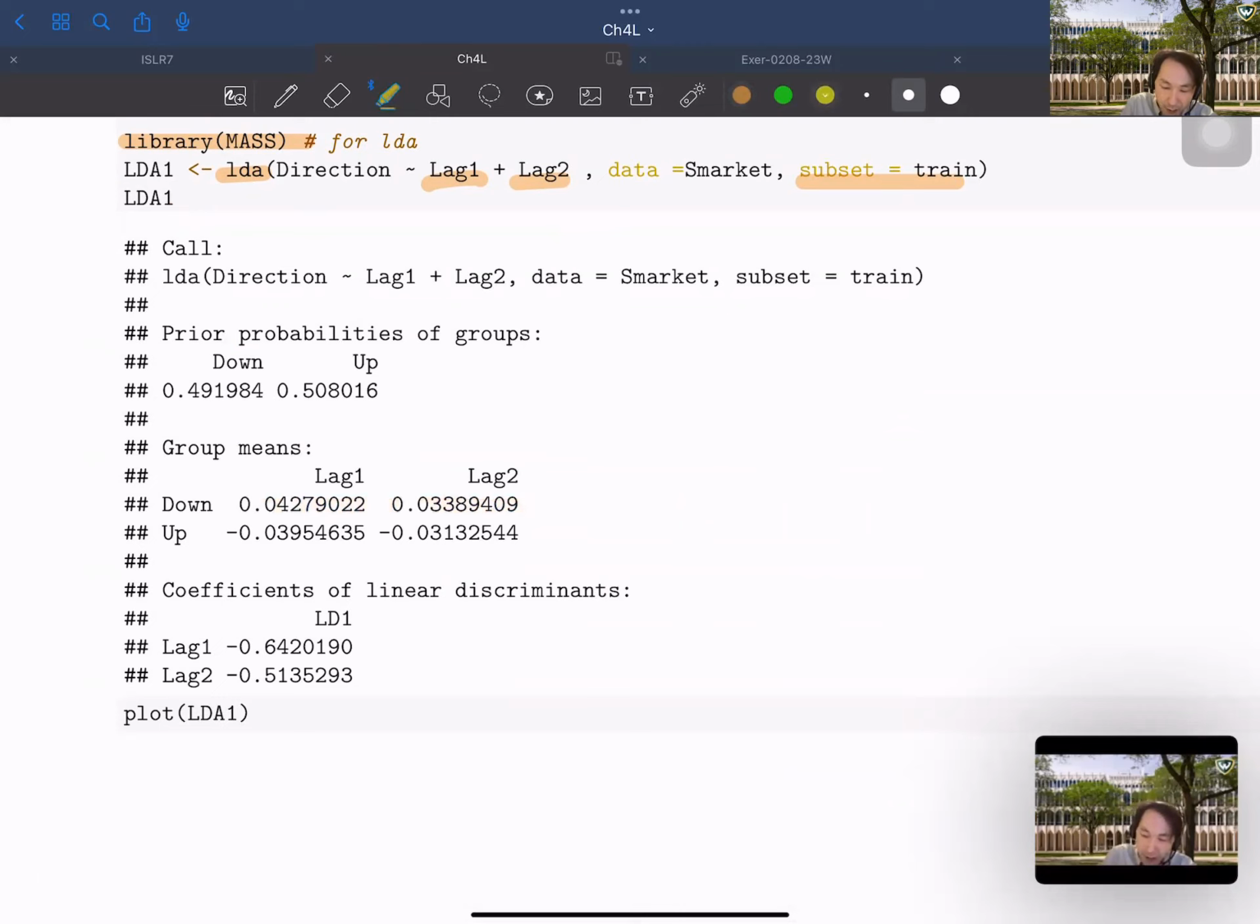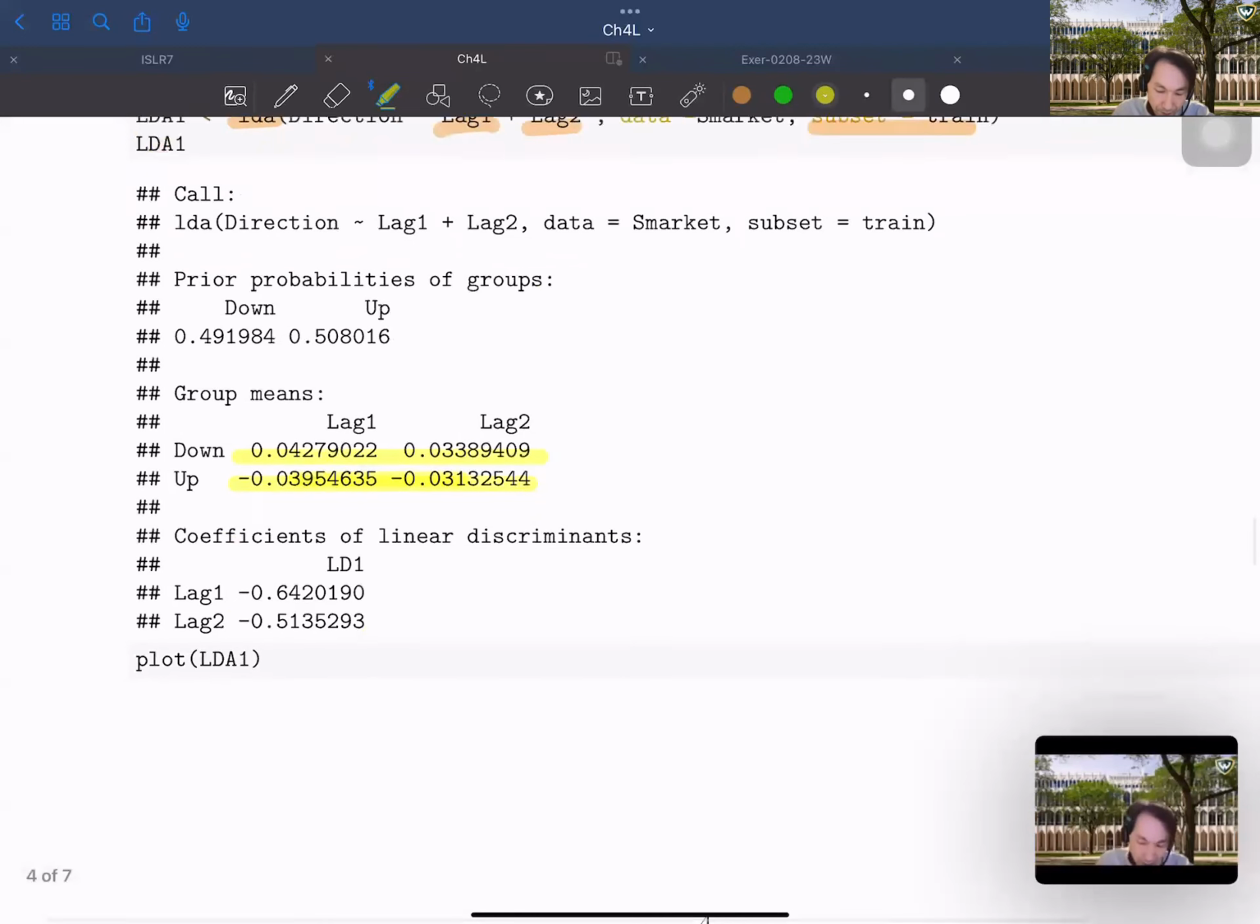These are the means for the cases that the stock market goes down and goes up. When the stock market is down, in the past 2 days the returns are likely to be positive, on average, and when it is up, the returns are likely to be negative. So we have some negative correlation between the same day's stock market return and the past 2 days of returns.